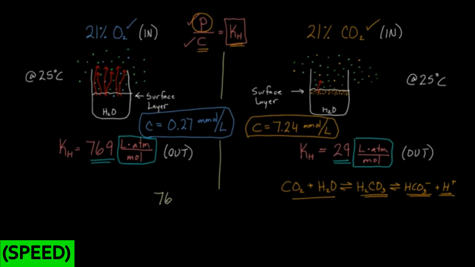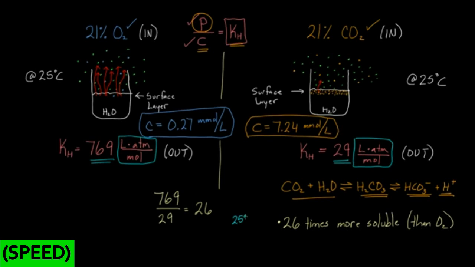In fact, I can take this one step further and even compare the two. I could say, well, 769 divided by 29 equals about 26. So that's another way of saying that carbon dioxide is 26 times more soluble than oxygen. I'll put that in parentheses, then oxygen. And I should make sure I make it very clear. This is at 25 degrees Celsius, and this is in water.